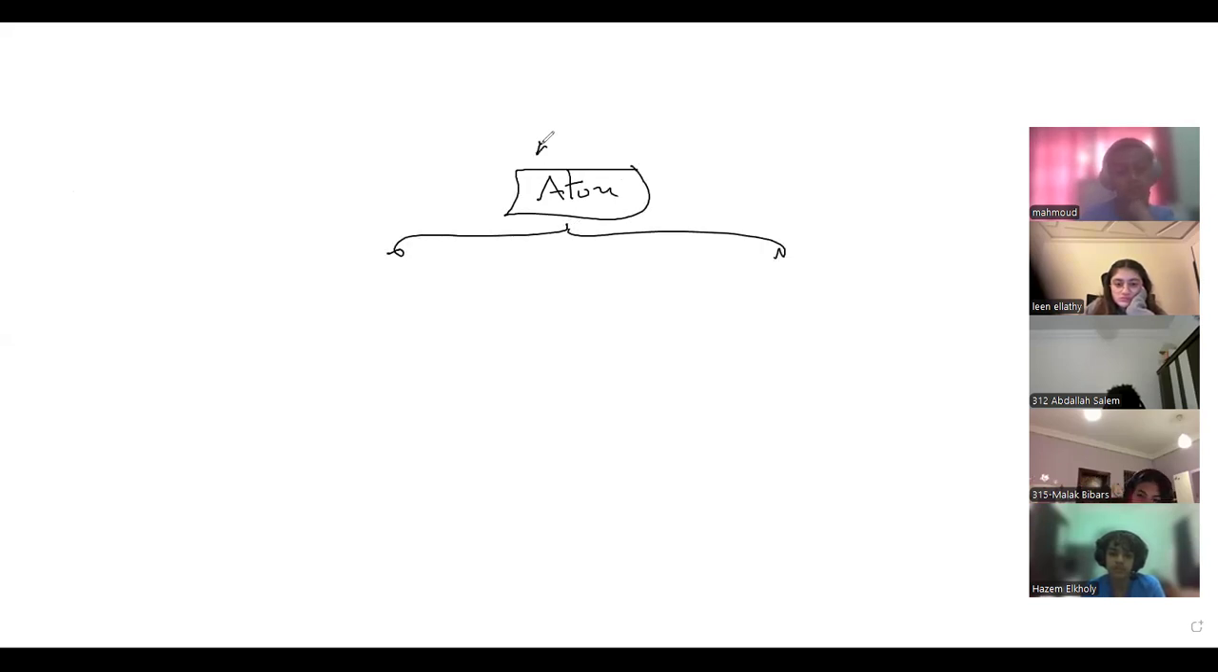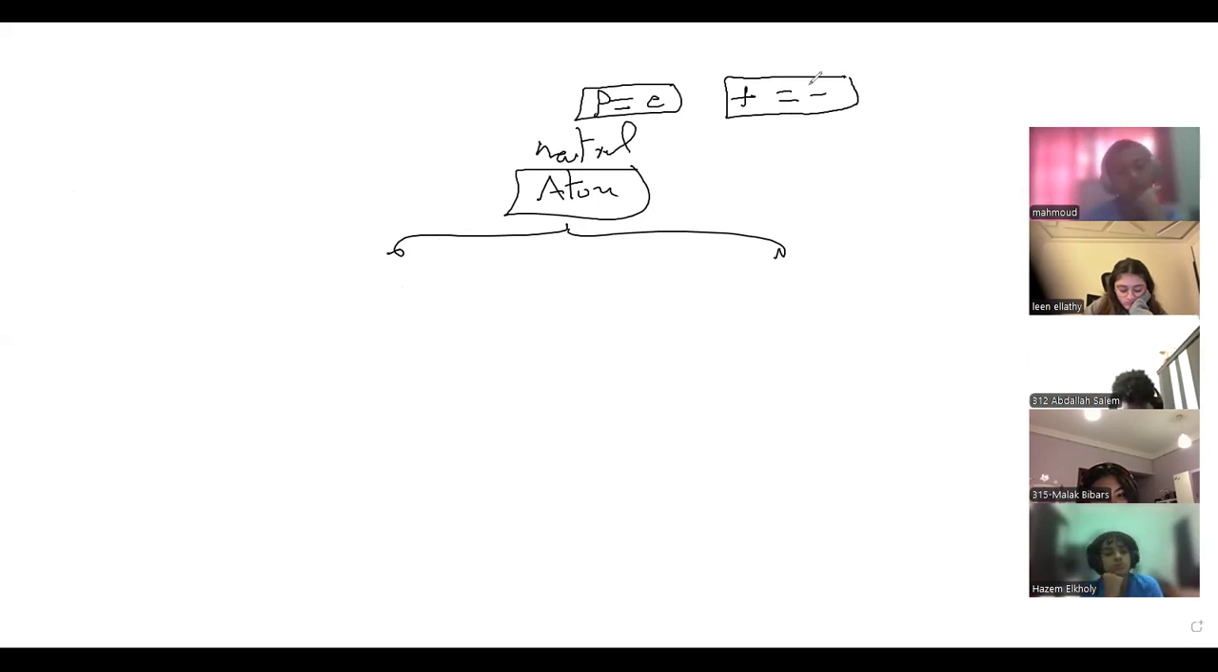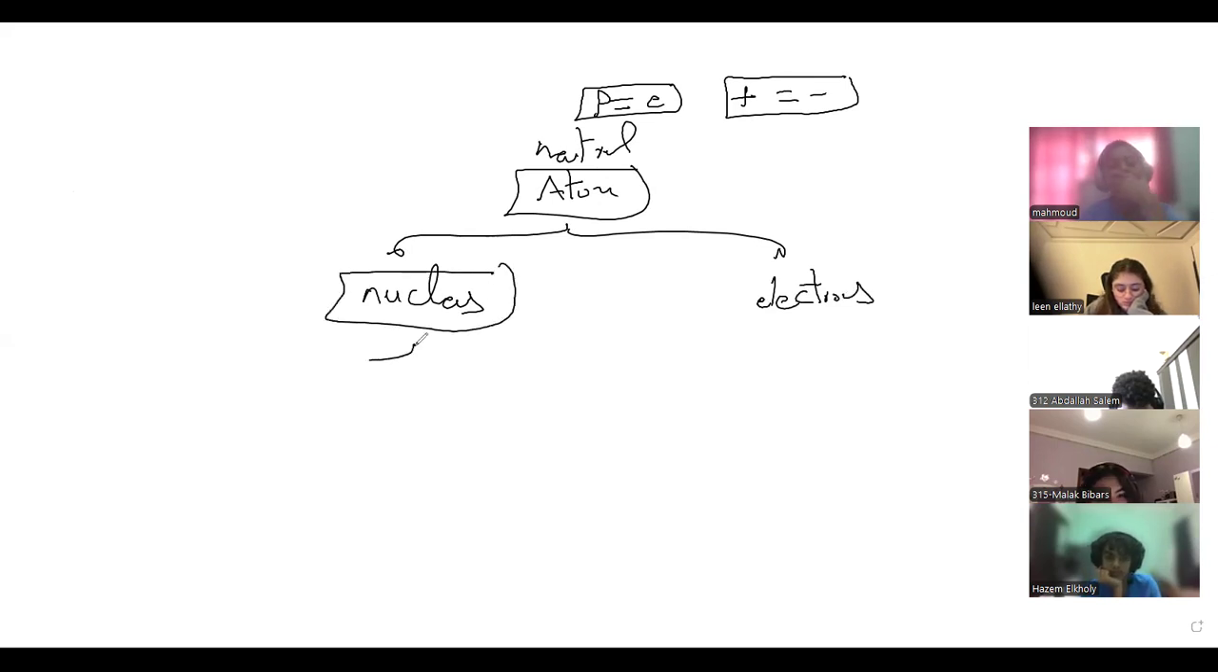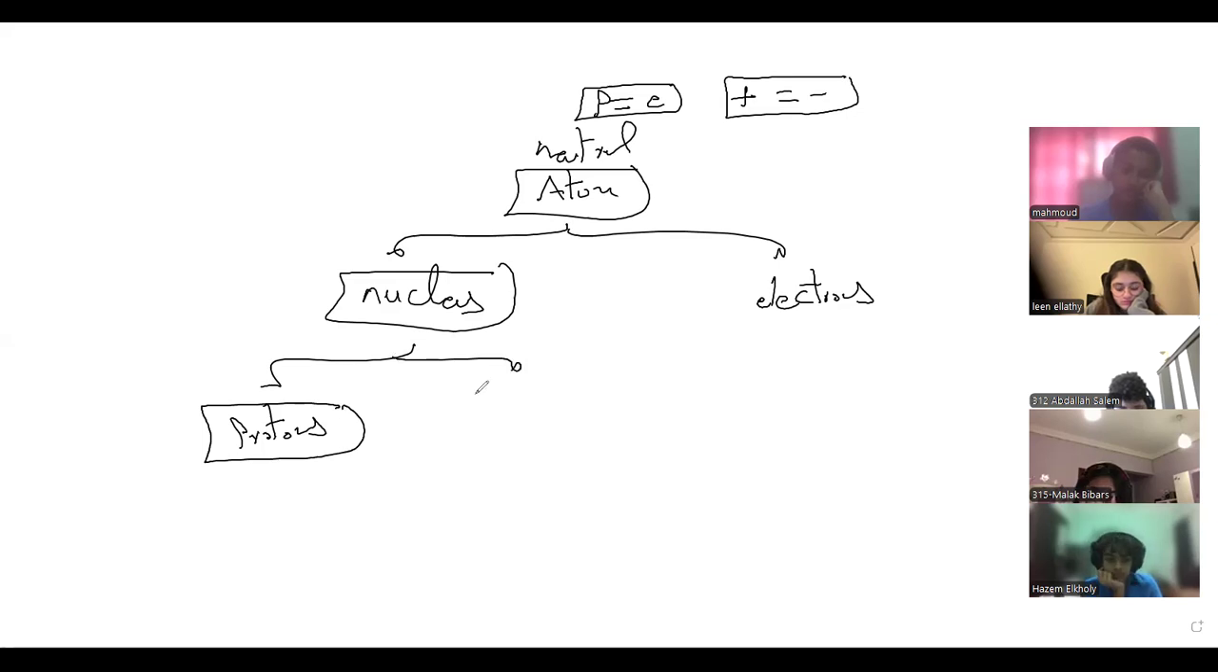We said that an atom is electrically neutral. What is meant by electrically neutral? It means that the number of positive charge protons equals the number of negative charge electrons, or positive equals negative. What is the structure of atom? Nucleus and electrons. Nucleus contains protons and neutrons.